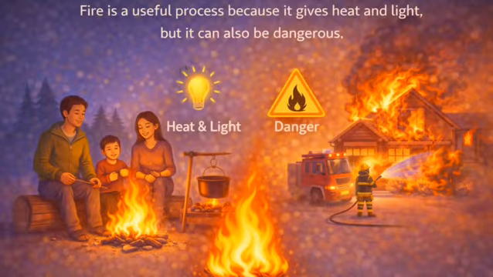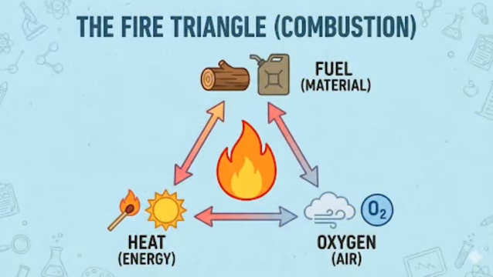Fire and the fire triangle. Fire is very useful. It gives us heat and light, but it can also be very dangerous if not controlled. Fire needs three things: fuel, heat, oxygen. Together, these three form the fire triangle. If we remove any one of these, the fire will stop.